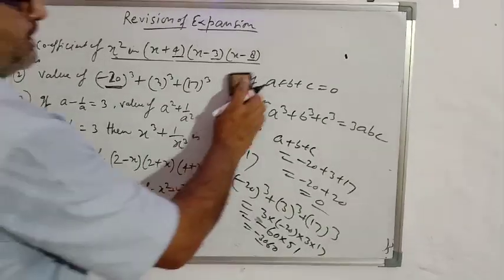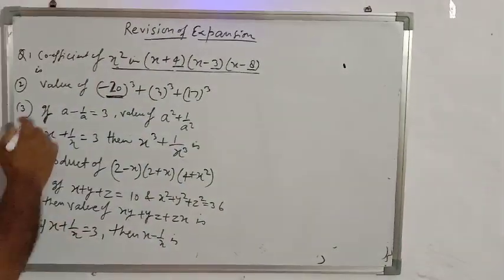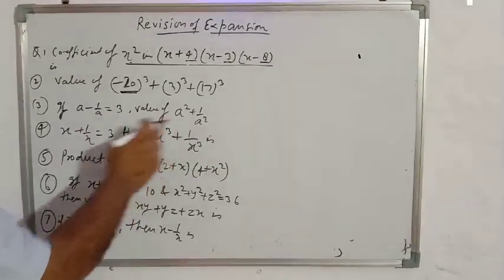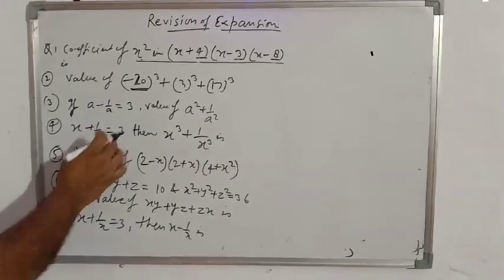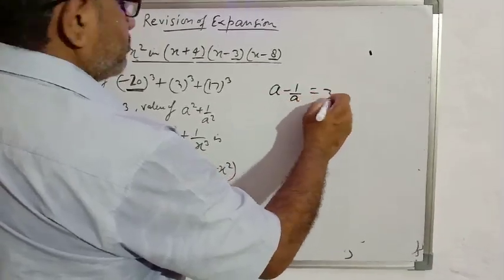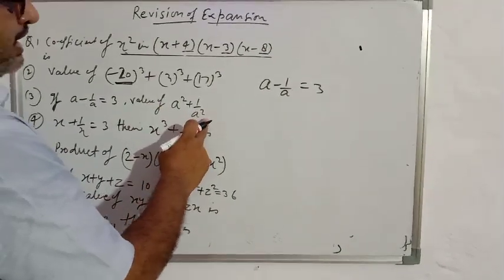See question number 3. Third question: if a minus 1 upon a is equal to 3, then find a square plus 1 upon a square. So it is a very simple question. A minus 1 upon a is equal to 3. So what will be a square plus 1 upon a square?